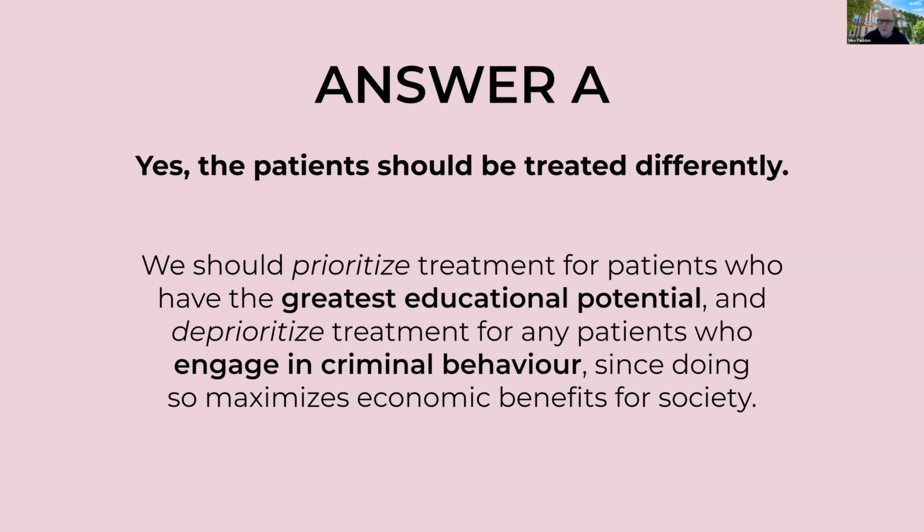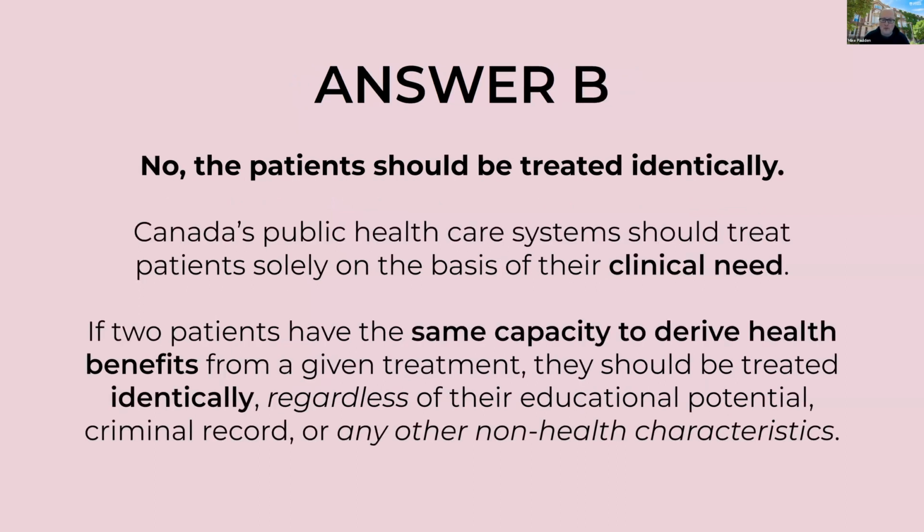We should prioritize treatment for patients who have the greatest educational potential, deprioritize treatment for patients who've engaged in criminal behavior in the past, since doing this maximizes economic benefits for society. Or we could say, no, the patient should be treated identically. Canada's public healthcare system should treat people solely on the basis of their clinical need. If two patients have the same capacity to derive health benefits from a given treatment, they should be treated identically, regardless of their educational potential, their criminal record, or any other non-health characteristics.